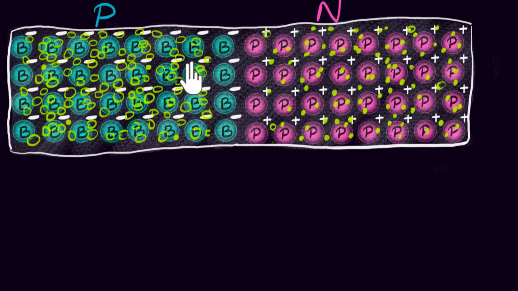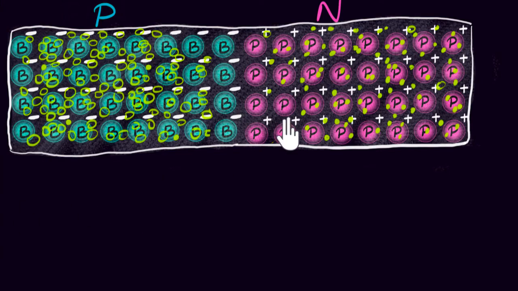There might be some holes and some electrons which are energetic enough. Maybe these holes might be energetic enough that even after repulsion, they might still diffuse. And similarly, there might be some electrons on the other side which are energetic enough, and even after the repulsion, they might still diffuse. But notice, they might go over here and recombine somewhere. Similarly, these might end up recombining somewhere because there are so many places to recombine.